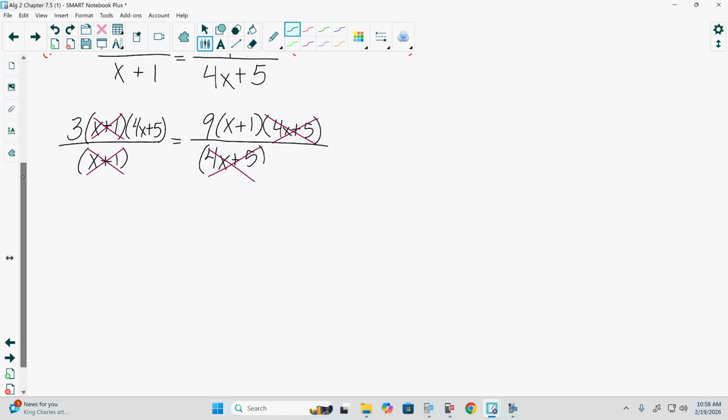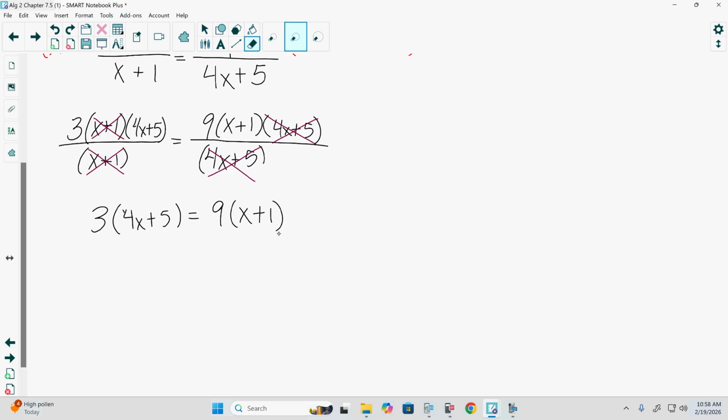Now let's see what's left. On the left-hand side, we still have the 3 and the 4x plus 5. On the right-hand side, what we're left with is 9 and x plus 1. Questions on this here? We good with this so far?